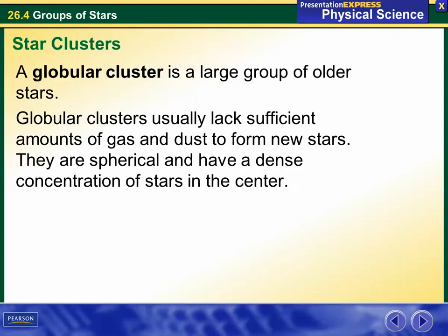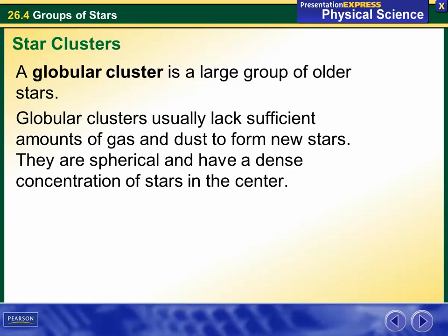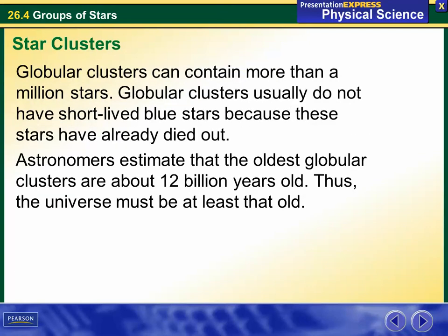Globular clusters are large groups of older stars, and they usually lack sufficient amounts of gas and dust to form new stars. They're spherical, with a dense concentration of stars in the center. These are older stars, with no really new stars forming in the globular clusters. Some globular clusters can, in fact, contain more than 1,000,000 stars, compared to thousands in the open clusters. They usually do not have short-lived blue stars because these stars have already died out.